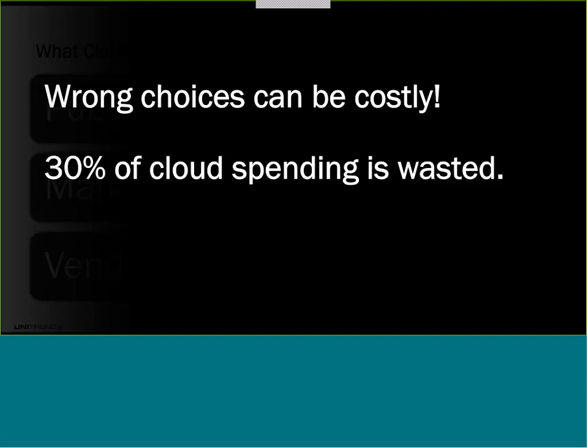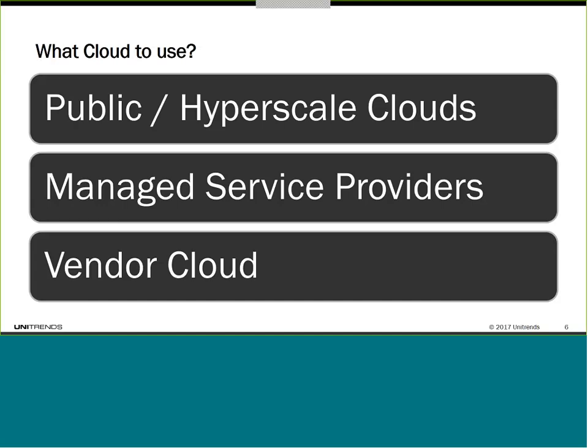So what cloud do you use, right? We've got the public and hyperscale clouds, let's say Amazon AWS or Microsoft Azure. Those are the two primary ones that we'll focus on today. You have managed service providers out there that are IT groups that are actually providing services to their customers, and we'll talk about those. And then a vendor cloud, something like the Unitrends cloud. We'll talk about when customers, organizations might be best served to use vendor cloud.